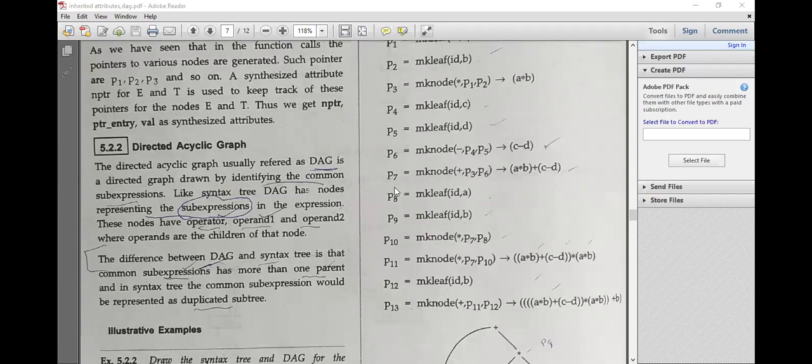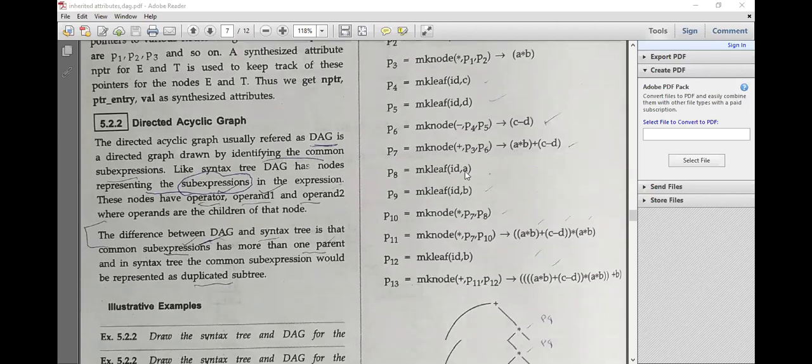Next, 7. From 7 onwards we need to follow clearly, because we have a previous answer in P3 and another answer in P6. Keep that itself and make it another pointer P7. Make node plus, left pointer is P3, right pointer is P6. So make node P3 and P6. P8: make leaf ID comma A. We already have A star B and C minus D. So taking P3 and P6, add, P7.